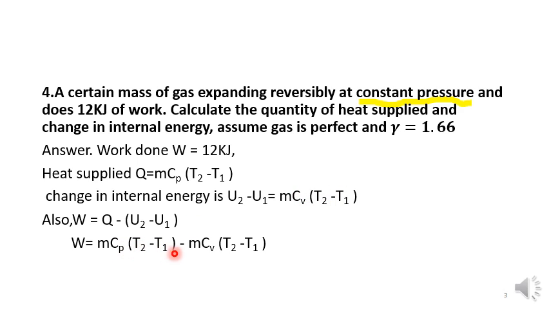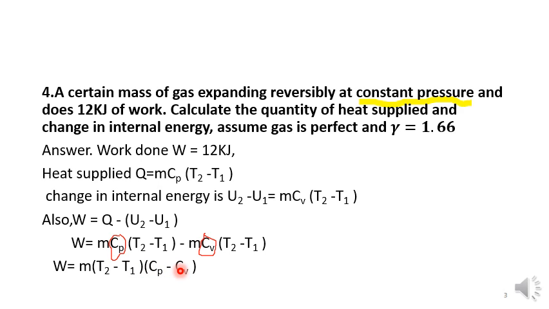Here in both terms, what is common? m(T2 minus T1). What are the remaining terms? Cp and Cv. If you take m(T2 minus T1) as common, the remaining term is Cp minus Cv. So the equation becomes W is equal to m(T2 minus T1) into (Cp minus Cv).